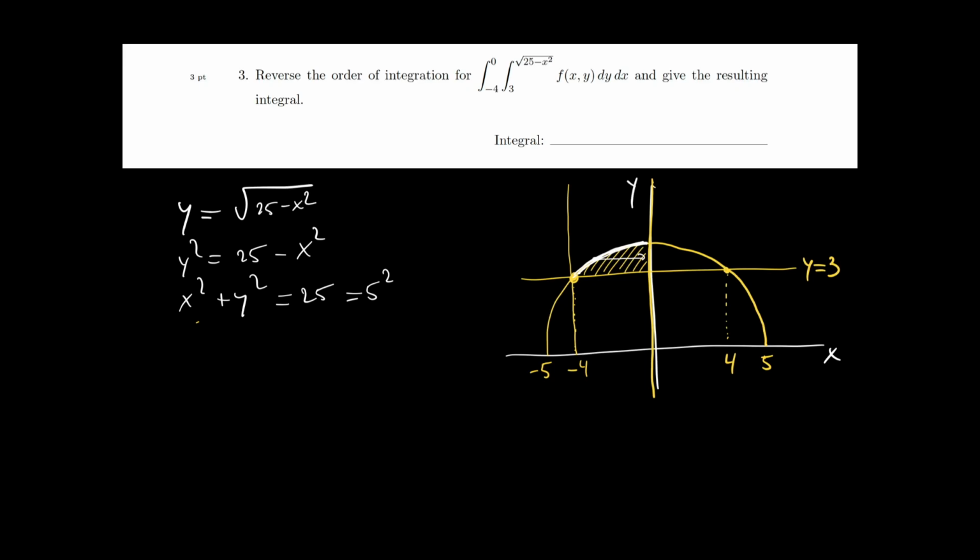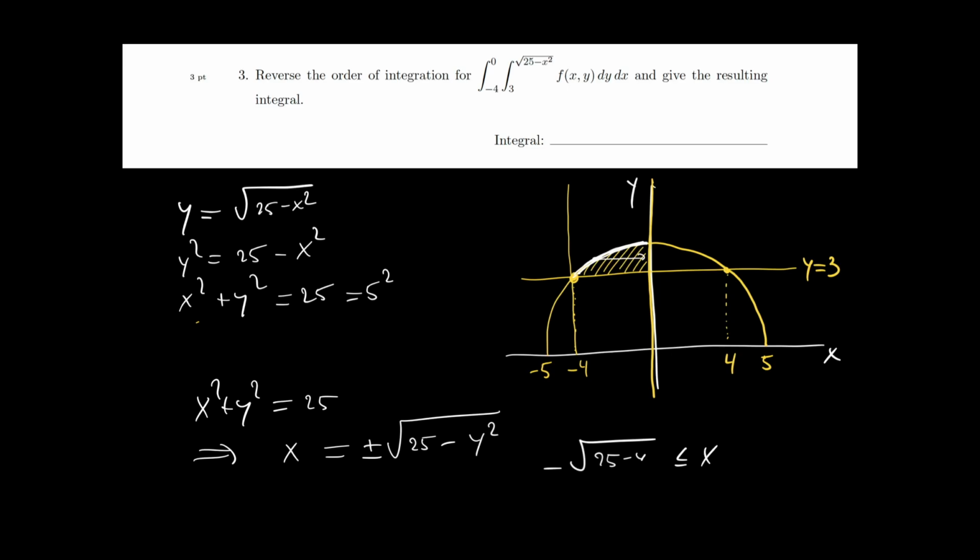All right. So let's find the x values for that circular arc. Well, we know that x squared plus y squared is 25. So we find that x has to be equal to plus or minus the square root of 25 minus y squared. But obviously, that circular arc is located on the negative side of the y-axis. So the lower bound is going to be minus the square root of 25 minus y squared. So that's a lower bound for our x integration. And then obviously the upper bound is going to be here where x is equal to 0.